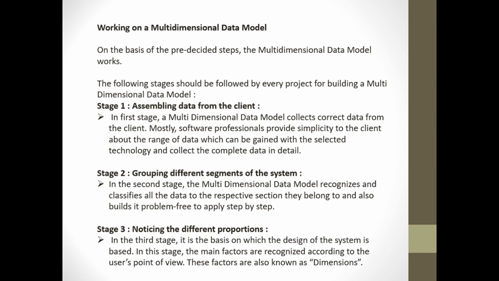In the second stage, the multidimensional data model recognizes and classifies all the data into the respective sections they belong to, and also builds it problem-free to apply step by step. Stage 3. Noticing the different proportions. In the third stage, it is the basis on which the design of the system is based. In this stage, the main factors are recognized according to the user's point of view. These factors are also known as dimensions.